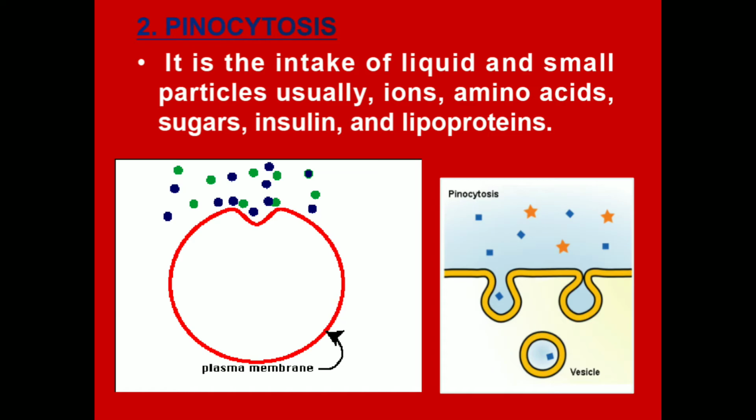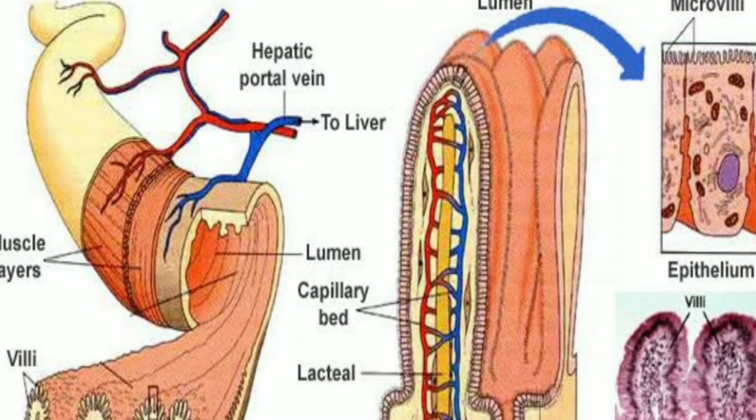The small intestine, as you can see here, is made up of villi. These villi are tiny finger-like projections that line the entire length of the small intestine. And these villi are composed of microscopic cellular membrane projections called microvilli. These microvilli aid for more absorption of nutrients such as fats and vitamins in the process of pinocytosis.